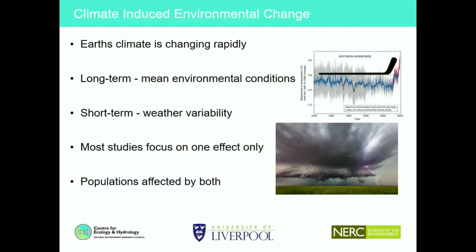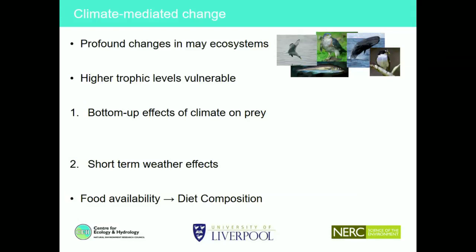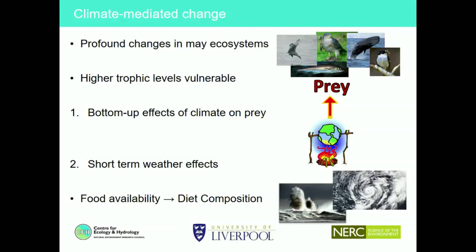There are profound changes in many ecosystems, and higher trophic levels, in particular top predators, are vulnerable to two key effects I'll discuss here. Number one is the bottom-up effects of warming on the distribution, abundance, or phenology of the prey that they consume. But also short-term weather effects may alter the capacity of a top predator to find, acquire, and capture its food. And that affects diet composition, which in many species is a crucial determinant of demography and fitness.